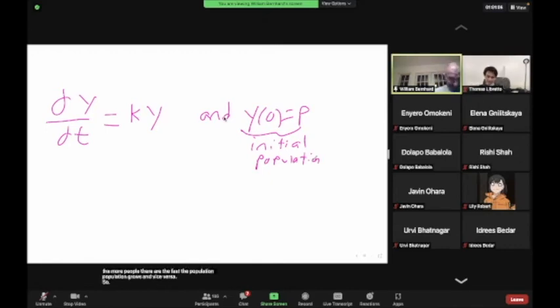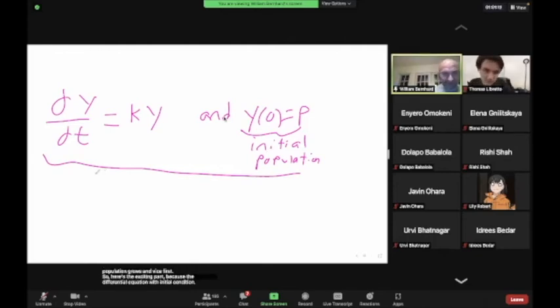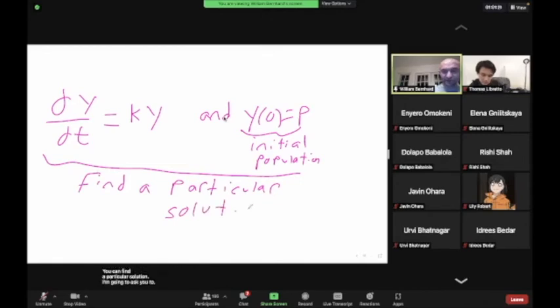So here's the exciting part. Because this is a differential equation with an initial condition, you can find a particular solution. And I'm going to ask you to do exactly that right now. dy/dt is equal to ky and y of 0 is equal to p. I am asking everyone to solve this differential equation. It's very similar to what we just did in the last example. Because it's y to the first power, logs will be used again.